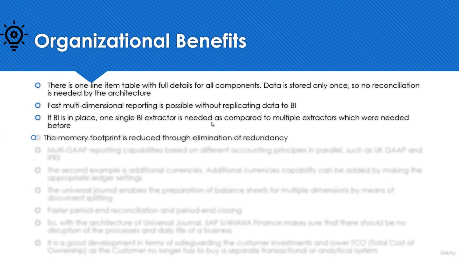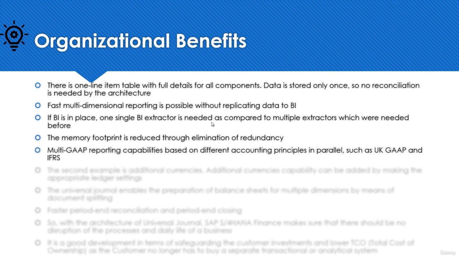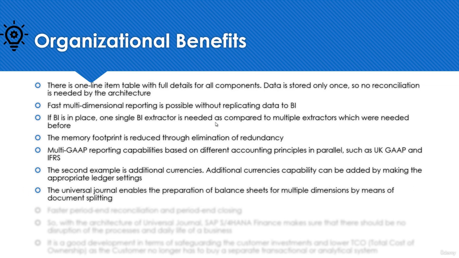The memory footprint is reduced through elimination of redundancy. Multi-GAAP reporting capabilities based on different accounting principles in parallel, such as UK GAAP and IFRS, are now possible. The second example is additional currencies. Additional currencies capability can be added by making the appropriate ledger settings. The Universal Journal enables the preparation of balance sheets for multiple dimensions by means of document splitting. Faster period end reconciliation and period end closing is now possible.